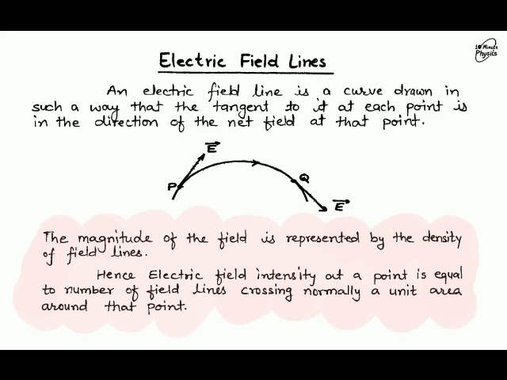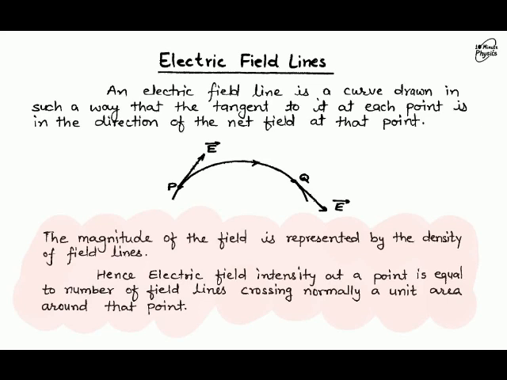You can see here q is a charge and this is a curve drawn to that charge, and if I draw a tangent at point P, then this arrow shows the direction of the electric field at that point P. And similarly at the point Q, if I draw the tangent, then at that point the direction of the electric field will be in the opposite direction, not in the same direction.